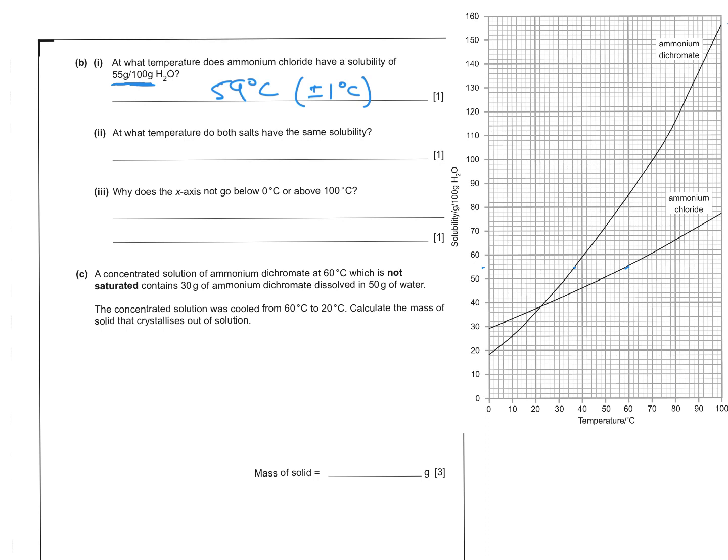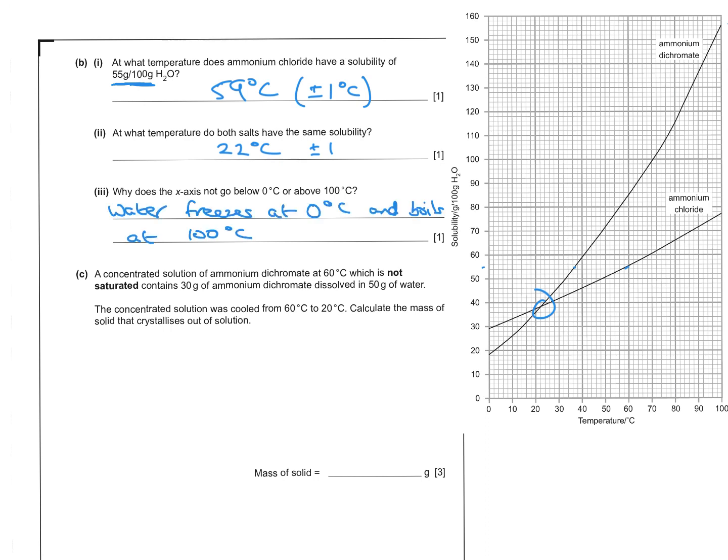Okay, part 2. At what temperature do both salts have the same solubility? Well, that's where the lines are going to meet. So you can see that's it there. So if I write down that's 22 degrees C. And again, you're allowed plus or minus 1. Part 3. Why does the x-axis not go below 0 or above 100 degrees? Well, that's just because water freezes at 0 and then boils at 100 degrees C.